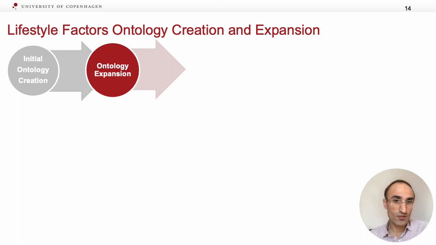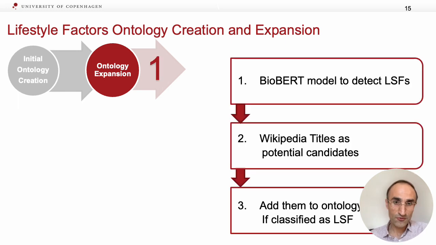Then we decided to expand our ontology and add new lifestyle-related concepts to the ontology. But how? We did this in 2 different steps and using 2 different approaches. In the first step, we used Wikipedia titles to see if they can be lifestyle-related concepts or not. The reason for this assumption was the fact that most of the existing concepts in the prototype ontology were among the Wikipedia titles. So why not check the other titles? We trained the BioBERT model to classify all the Wikipedia titles and add those which are classified as lifestyle related.